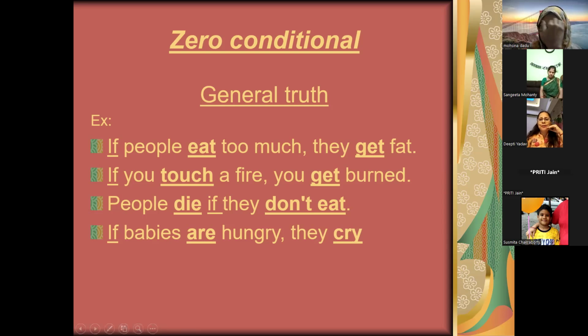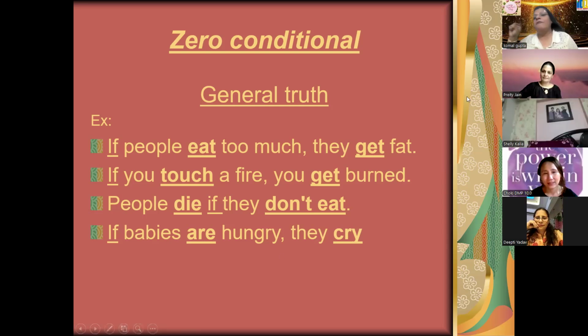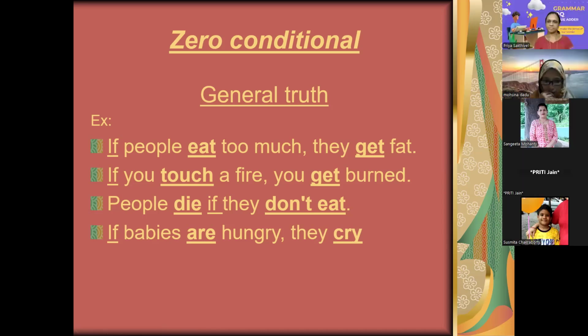Okay, if babies are hungry they cry. So guys, this is a general fact. It's not that only Delhi's babies cry when they are hungry. Whether in Mumbai or Hyderabad or anywhere, if the babies are hungry they cry. So you cannot say the babies will cry, this is wrong. Is this clear so far? When you have to use the zero conditional, when we are talking about a general truth, generally we use get after V3 form.